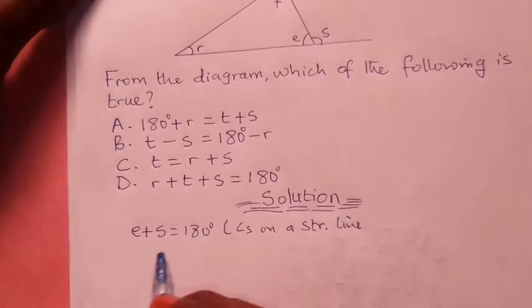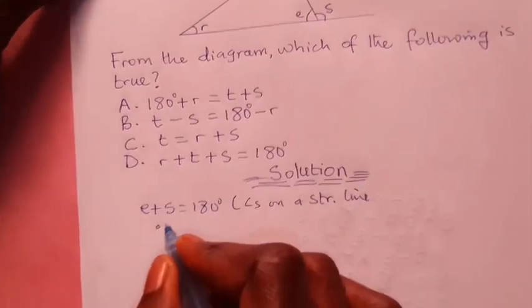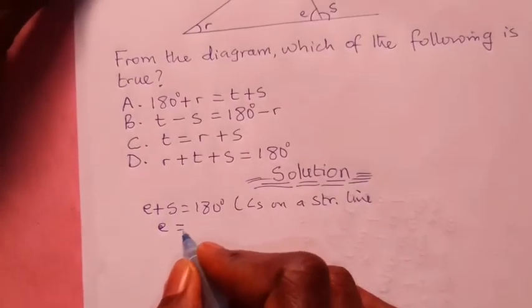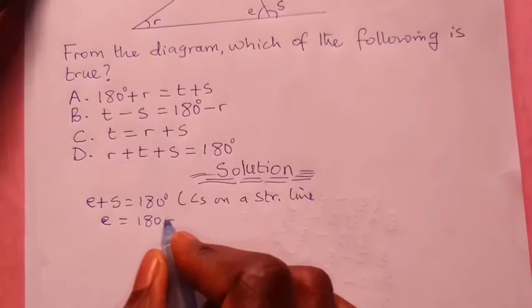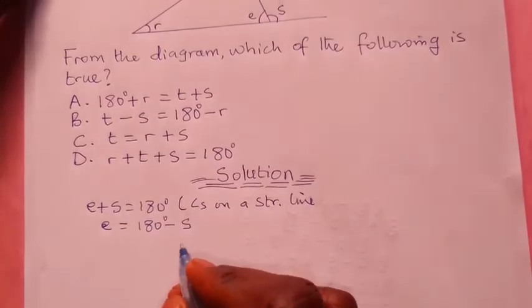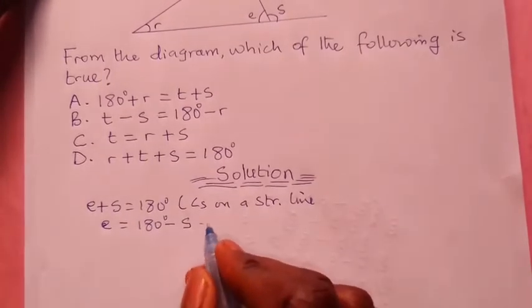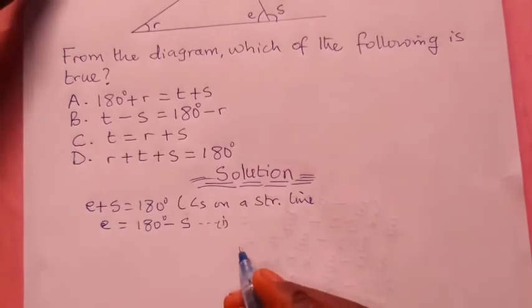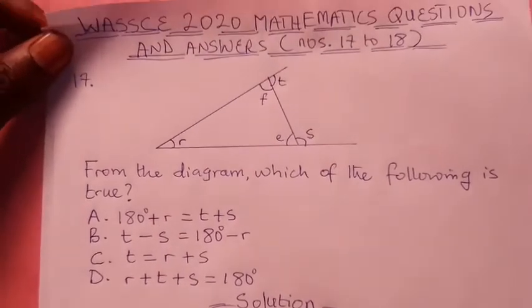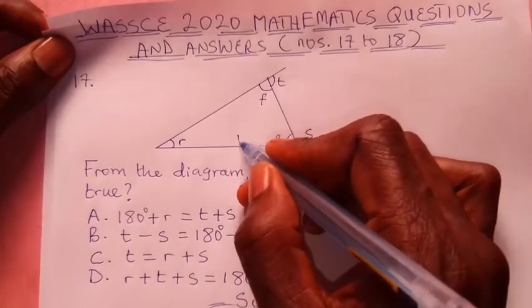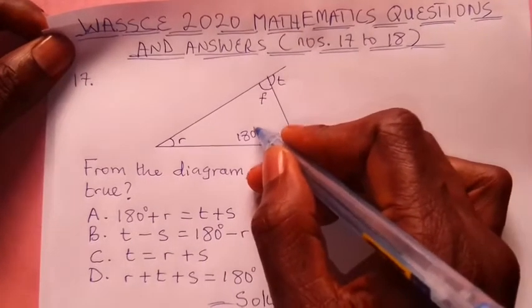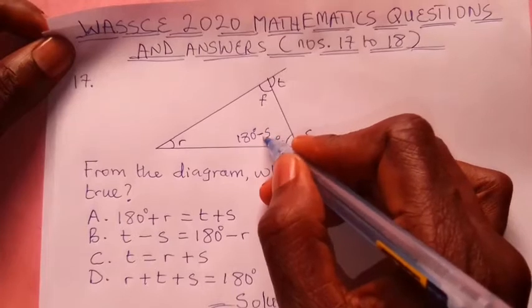Now, if that is the case, then our E is going to be equal to 180 degrees minus what? Minus S. So take note of this. Let's just call it equation 1, all right? Now, we come back to the diagram. We put the value here. So our E is the same thing as 180 degrees minus S.